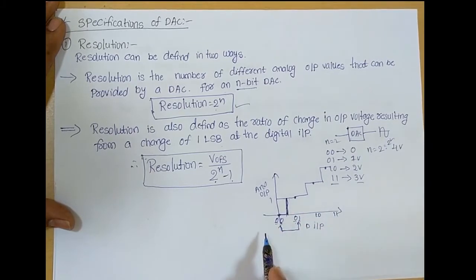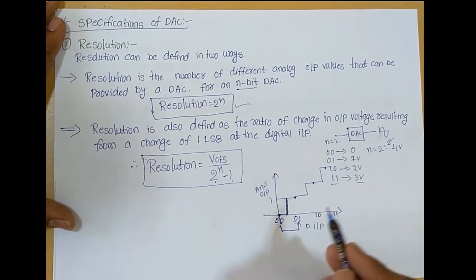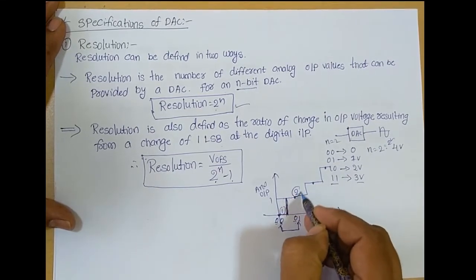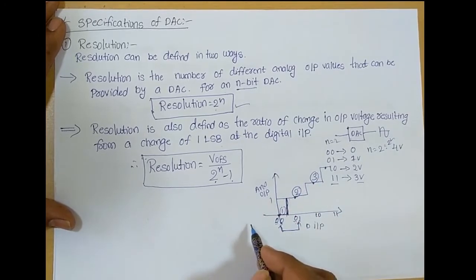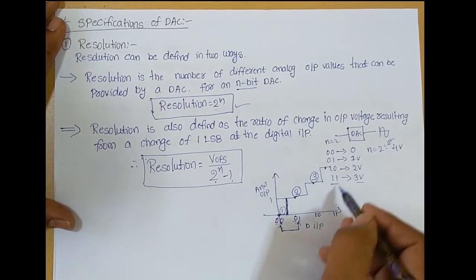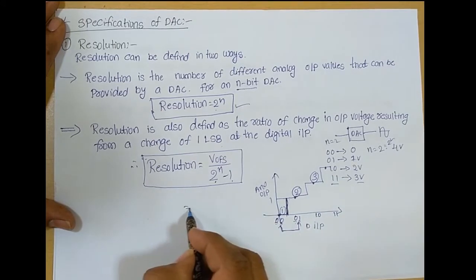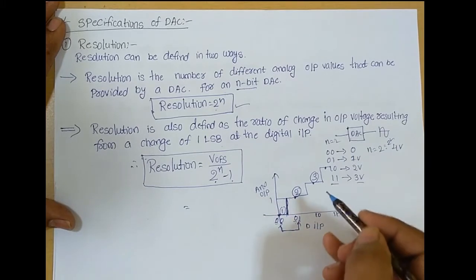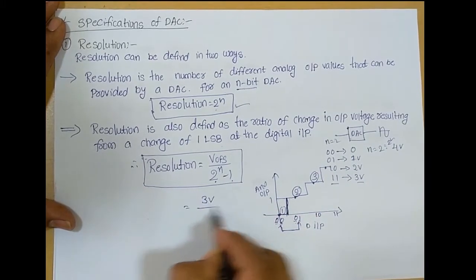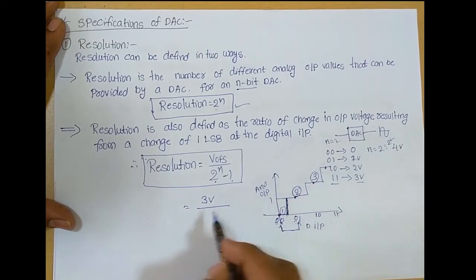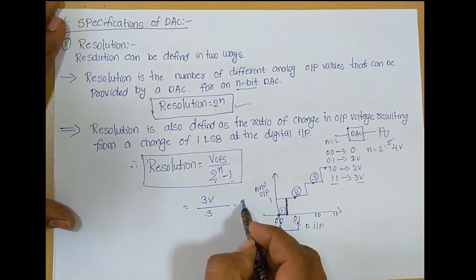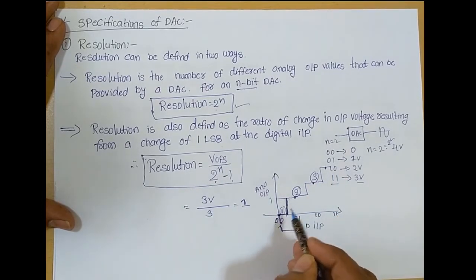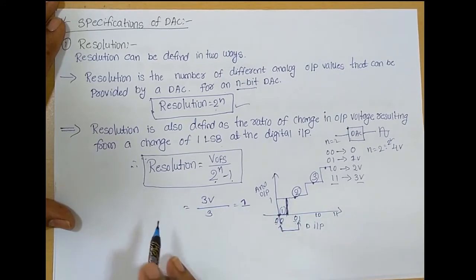For example, in this response, the total number of step levels, how many here? This is the first step level, this is the second step level, this is the third step level. Therefore, the resolution of this digital to analog converter: the full scale output voltage, the maximum analog signal output voltage, is 3 volts, divided by the number of step levels, which is 3. Then the step size, or the resolution, of this digital to analog converter is 1. In this way we can determine the resolution.